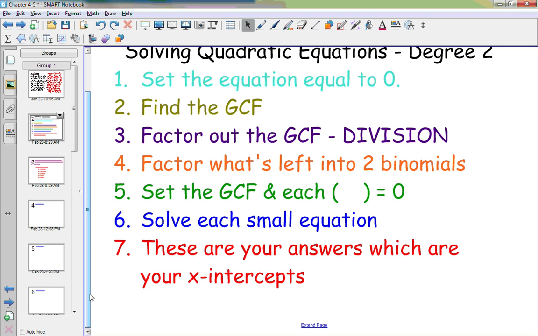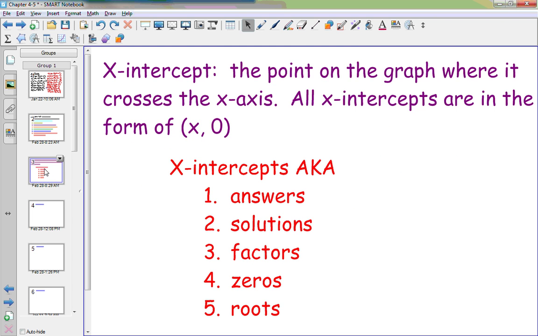These answers represent your x-intercept. What's an x-intercept? The point on the line where it crosses the x-axis. If it's crossing the x-axis, what does that imply about y? It's 0. There's no height to it, which means y is 0. That means I have the ordered pair x, 0.